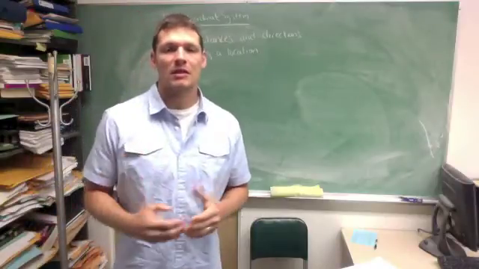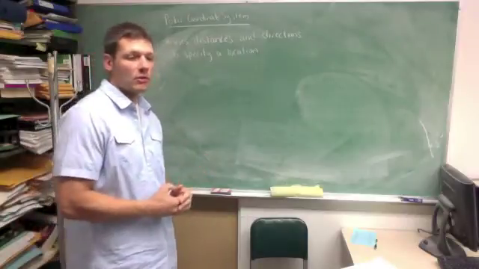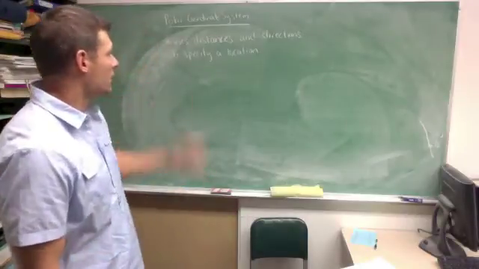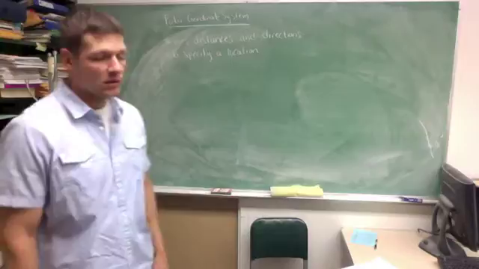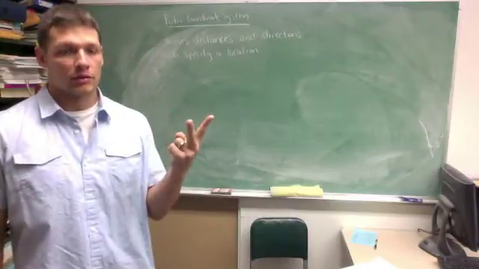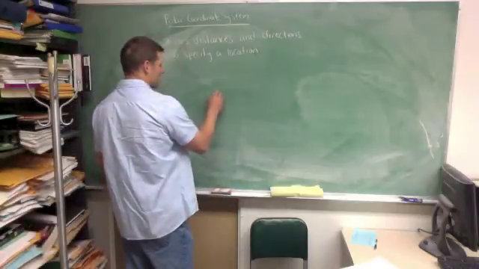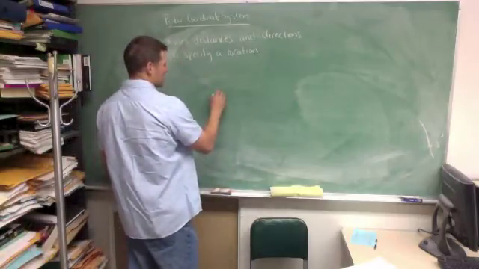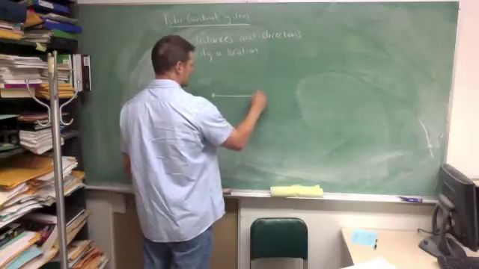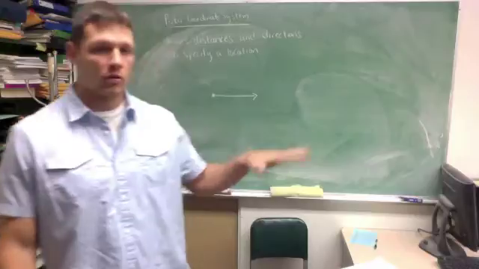However, sometimes it's easier to graph things using the polar coordinate system. Just a different system to be able to graph points. Note that the polar coordinate system uses distances and directions to specify a location. So two things, distance and direction, okay? So we'll start off with what we call a polar axis. A polar axis is actually a ray, just a ray starting at some origin, just a horizontal ray.